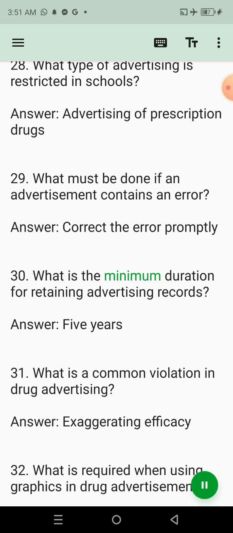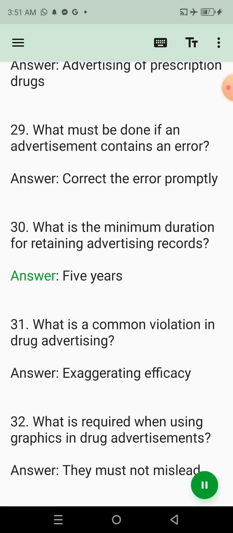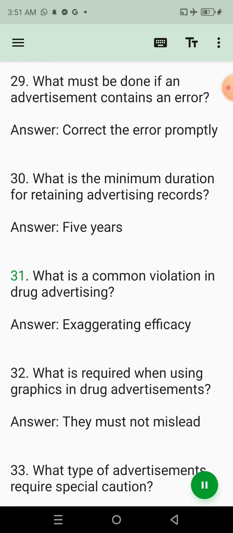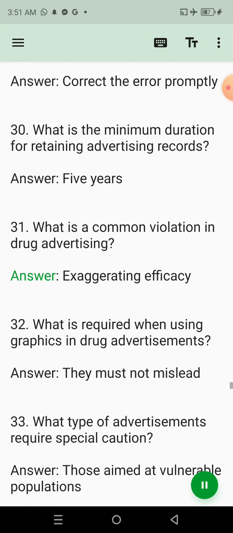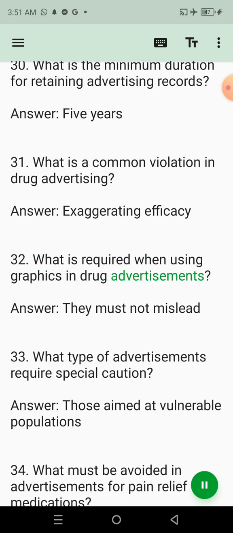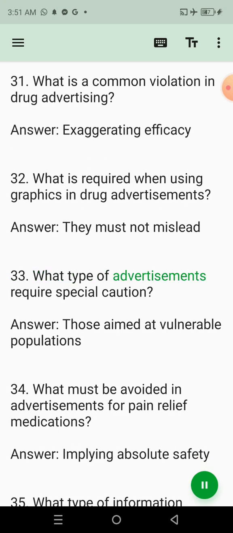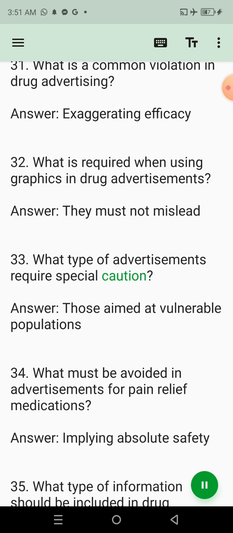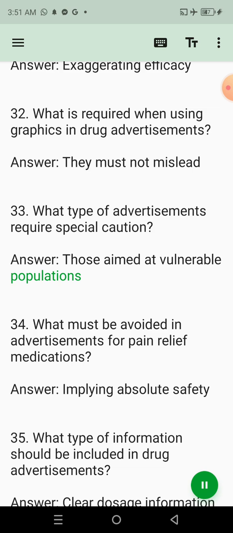30. What is the minimum duration for retaining advertising records? Answer. 5 years. 31. What is a common violation in drug advertising? Answer. Exaggerating efficacy. 32. What is required when using graphics in drug advertisements? Answer. They must not mislead. 33. What type of advertisements require special caution? Answer. Those aimed at vulnerable populations.